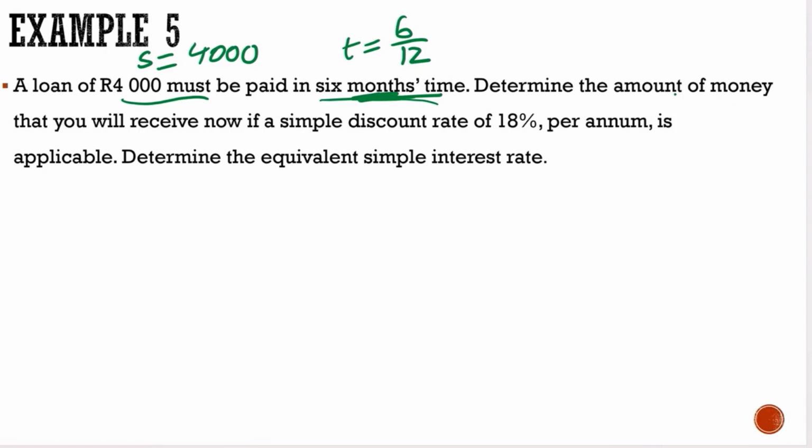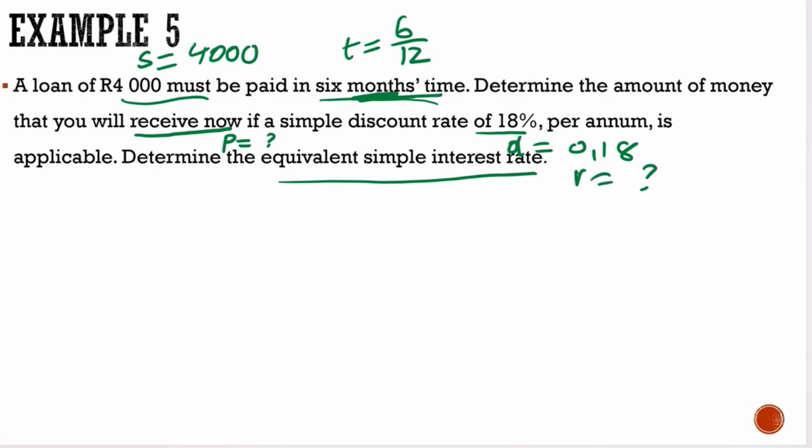Determine the amount of money that you will receive now. That means you are asked to find your present value. If a simple discount of 18% per annum, so now your R is equal to 0.18, is applicable. And also determine the equivalent. I'm making a mistake here. This is a discount rate, and you are asked to determine a simple interest rate. We don't know this yet.